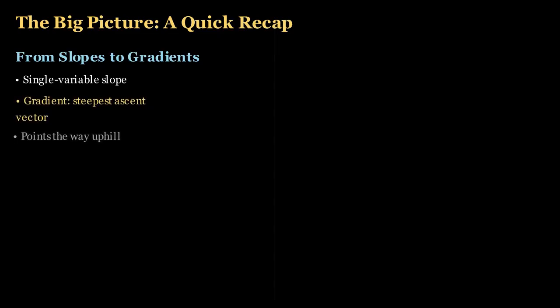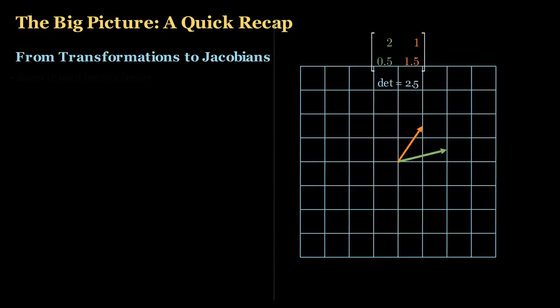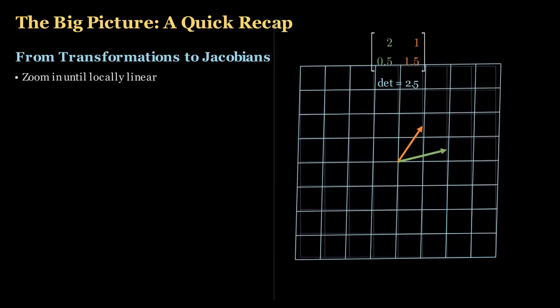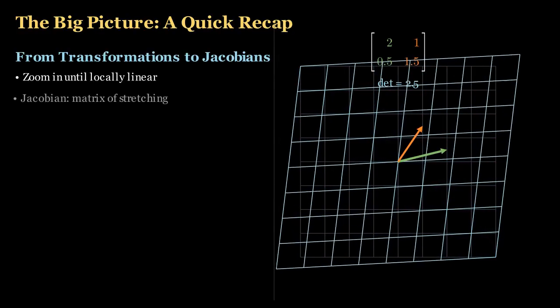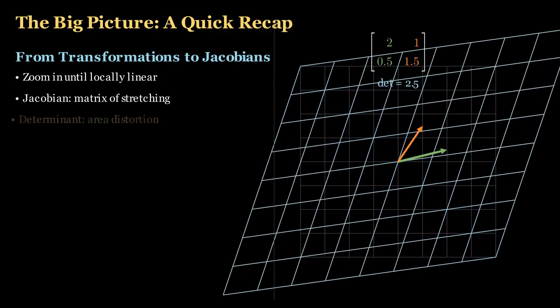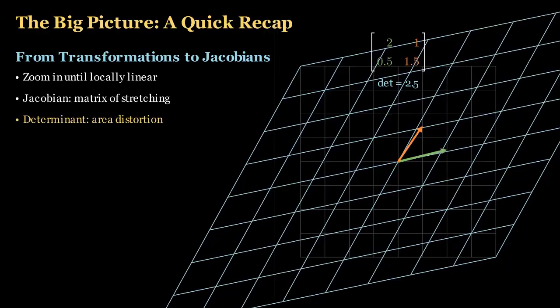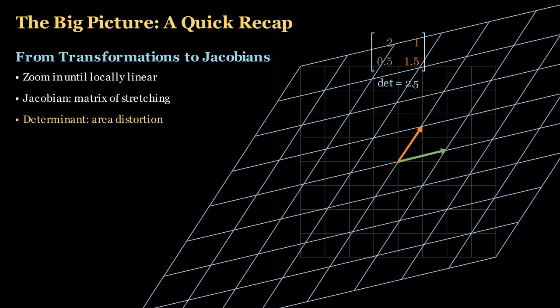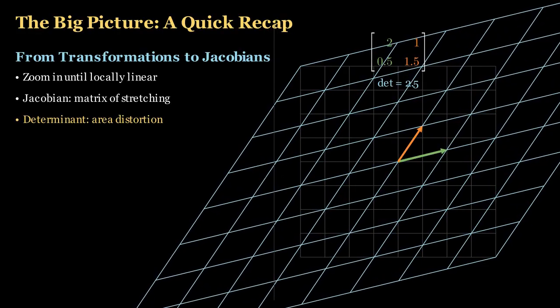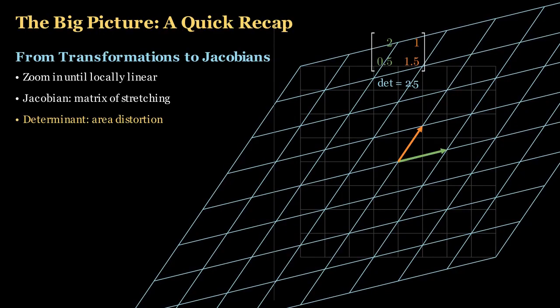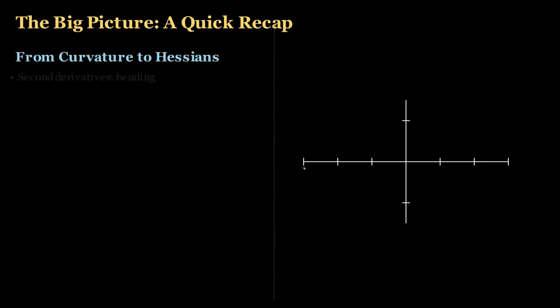It all started with a single slope. Then, for a landscape with two inputs, that slope became a gradient, a vector pointing straight up the steepest hill. Next, we viewed a function as a transformation, squishing and stretching input space. Zooming in, it looked linear. The Jacobian matrix captured that local stretching, and its determinant measured how much a tiny area grew or shrank.